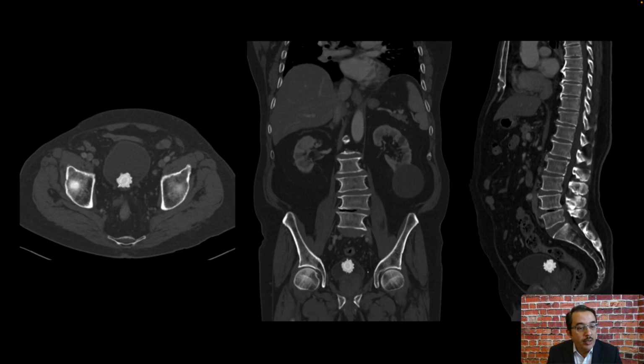On this slide, we have a great example of a large urinary bladder stone showing several layers of calcifications.